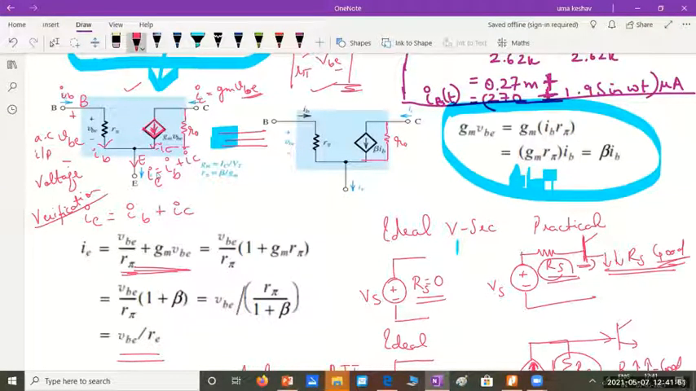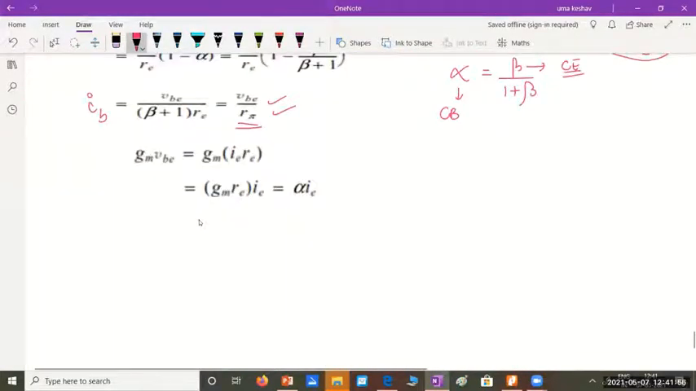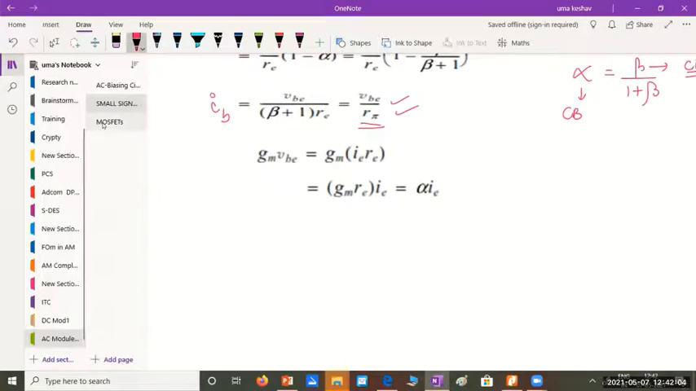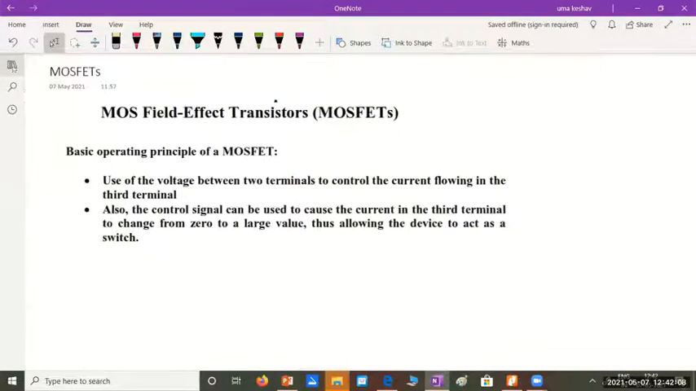Are these concepts clear? If these concepts are clear, with this we will end BJT, which is only the first part of module 1. Next, we'll have to move on to MOSFETs. Any doubts in that? Please let me know if you have any doubts in BJT. Nothing?